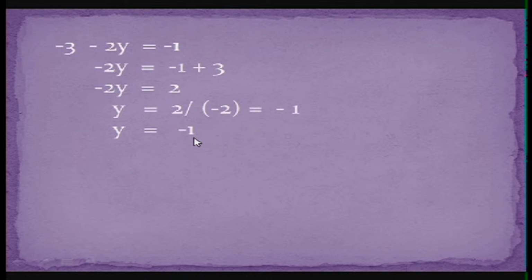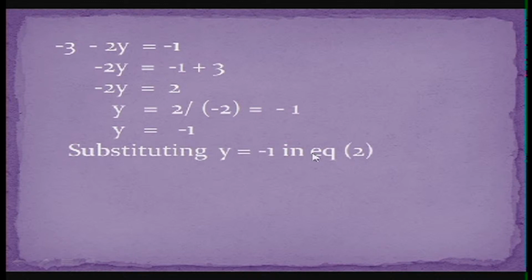So, we get the value of y as minus 1. Now, let us substitute this value of y in equation 2, then we get x is equal to minus 1 plus y, but the y value we got is minus 1. So, instead of y, we will be substituting minus 1. So, x is equal to minus 1 plus minus 1.